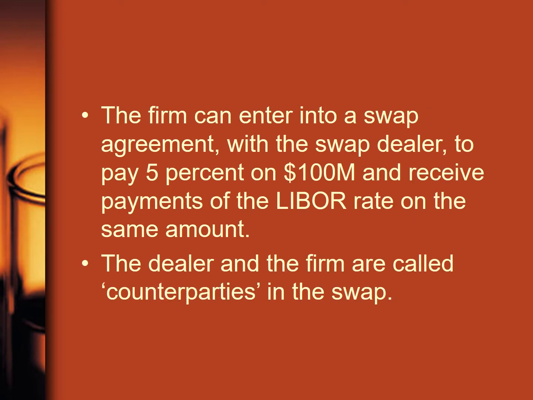So the arrangement is like this, that the company will be paying 5% rate of interest on the $100 million bonds, and it will receive the LIBOR rate on the same $100 million through the swap dealer. So now the situation is like this, that the firm has entered into a contract with the swap dealer, and the situation of these two parties is that of counterparties in the swap.